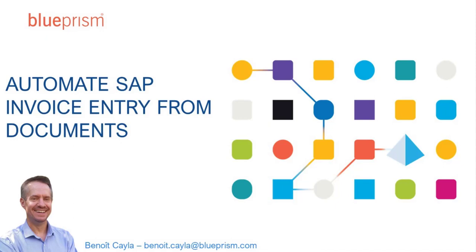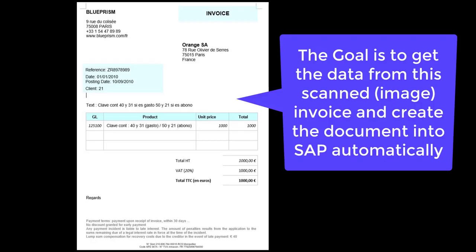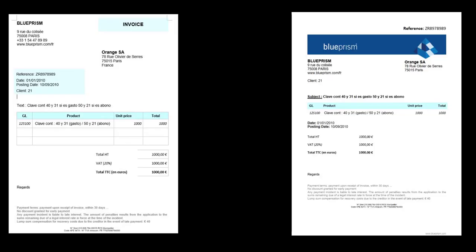I'm a Solution Consultant at BluePrism, and what I'm going to show you in this short video is how to create your invoices into SAP when you have to manage different kinds of documents like PDF or scanned images. So first, let's take a look at an invoice, a very simple invoice with different kinds of information: header information, product list, and so on.